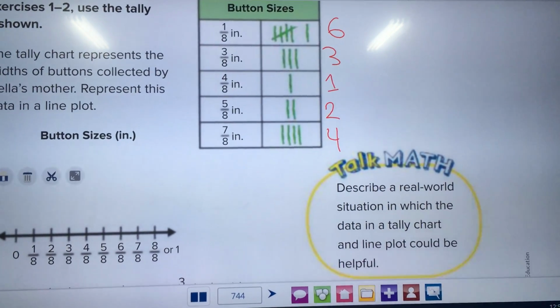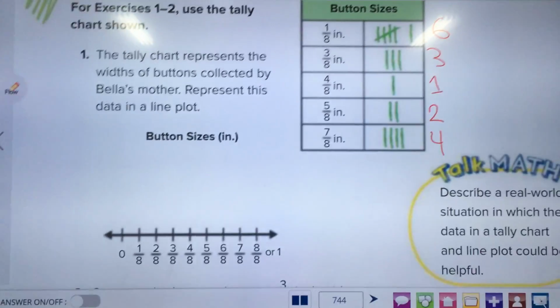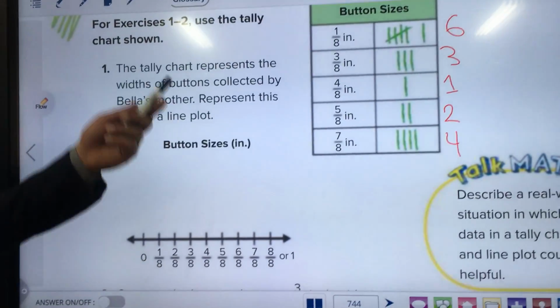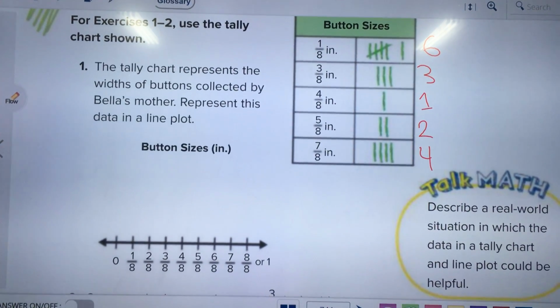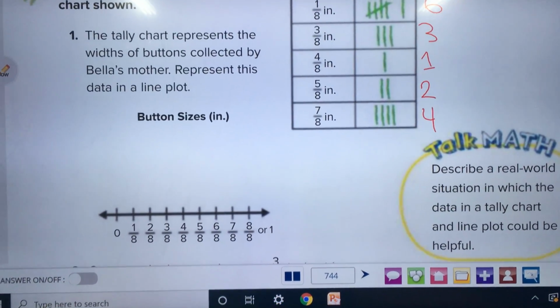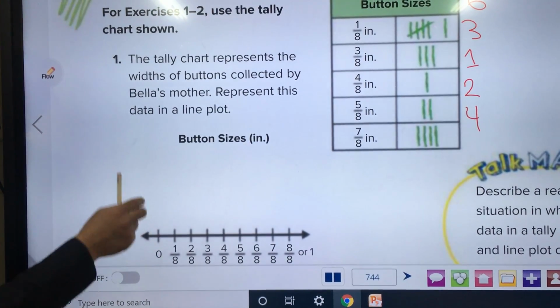Now I can represent this in a line plot. Who can do the first one? 1/8. How many tallies here? There's 6. Okay. Someone come to make it, please. 1/8 is 6.